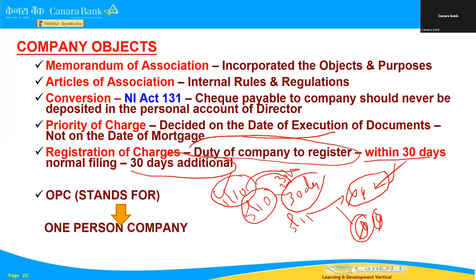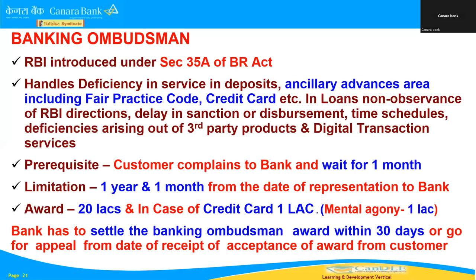This is the Banking Ombudsman. On the Banking Ombudsman, last time also one question came. I'll tell you when I'm discussing the answer. See, Banking Ombudsman is also under Section 35. In the public interest, RBI has full powers. Under that only, the Banking Ombudsman also, they have issued guidelines.